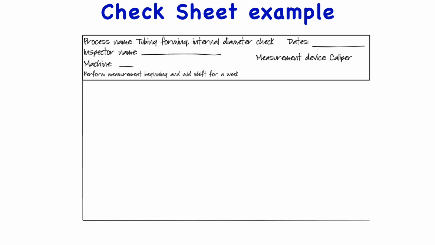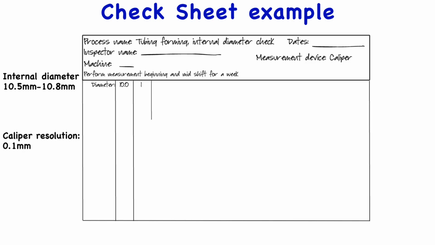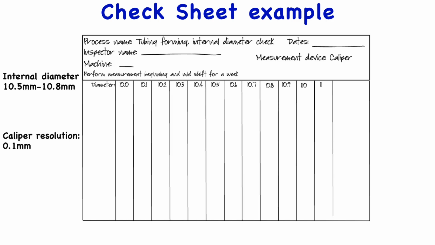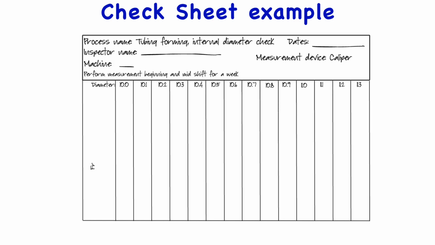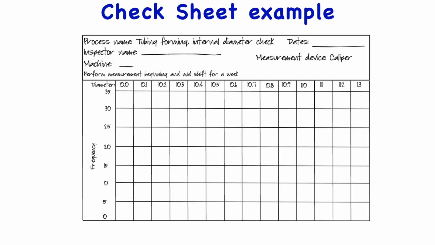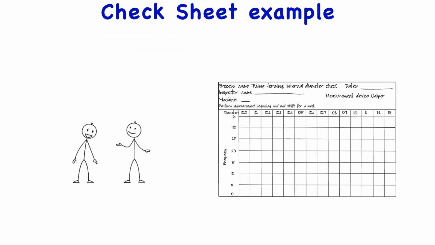Now let's design the sheet. The expected tube diameter can be between 10.5 to 10.8 millimeters. The resolution of the caliper is 0.1 millimeters. We can expand the measurement range from 10 millimeters to 11.3 millimeters with intervals of 0.1 millimeters each. On the vertical axis, we will divide the occurrences by 5, and that makes our check sheet. Now the inspector can be trained on how to measure the internal diameter with the caliper and how to capture it in the check sheet.